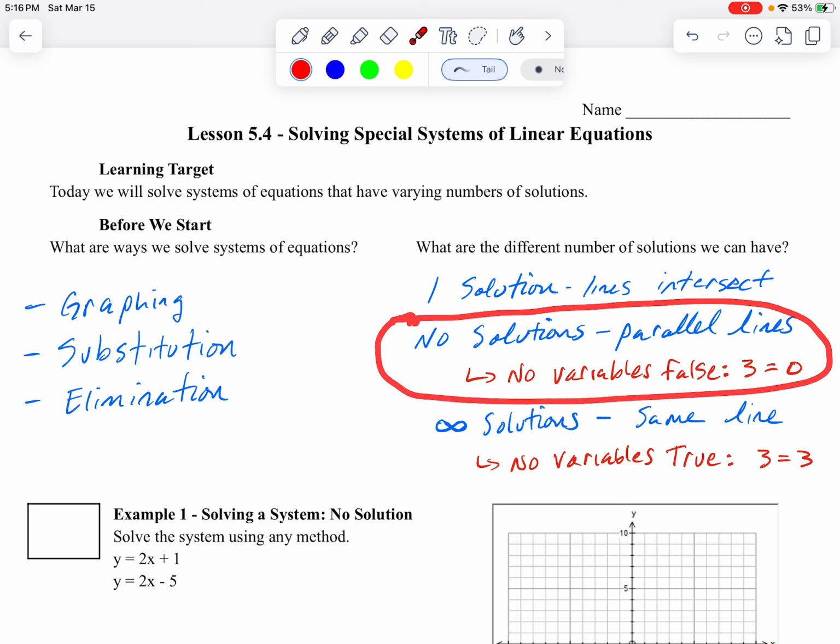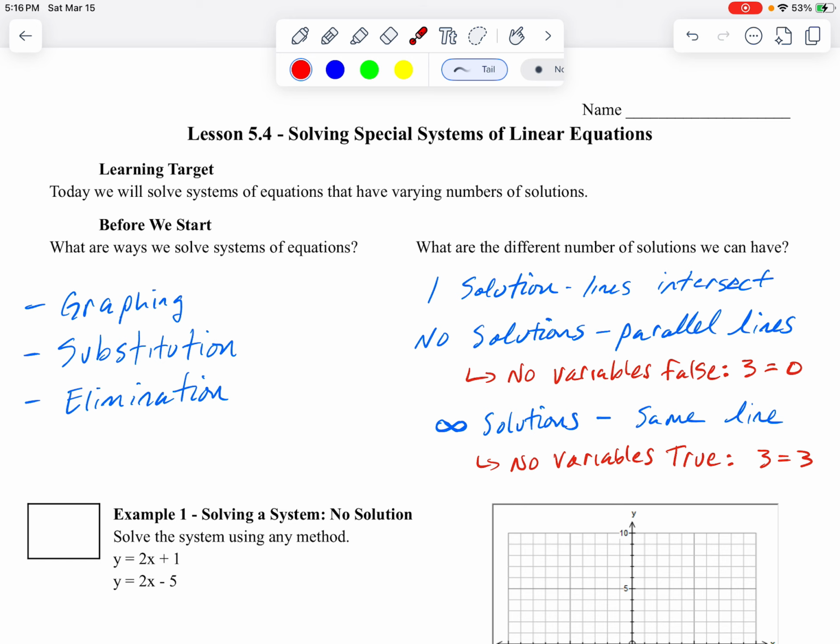And if you're not graphing, if you use elimination or substitution, you're going to end up with all of the variables going away, and you're going to end up with a statement that's false, like 3 equals 0. And we saw equations with no solutions earlier in the year, and I always remember it, right? If it's not true, there are no solutions.